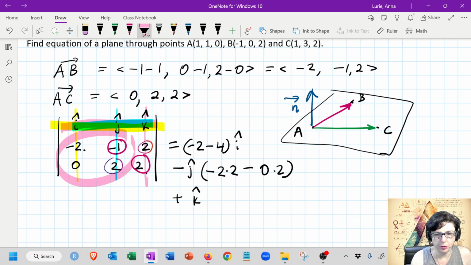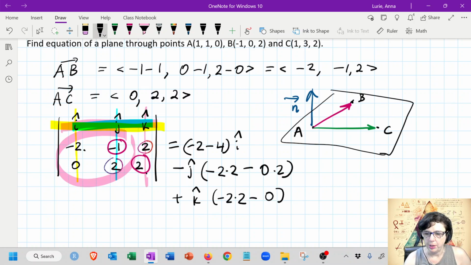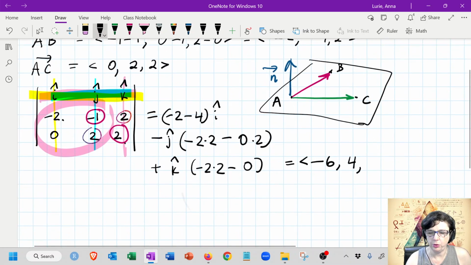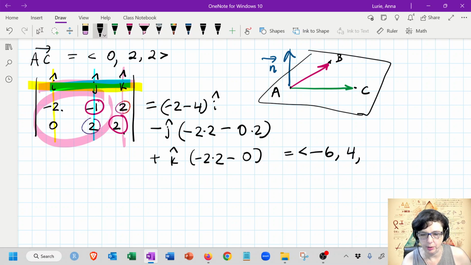So what's left is going to be that part, right? So that will be negative 2 times 2 and then subtract 0. Okay, so the final answer on the normal vector, that's going to be negative 6. That's the I component. Then this one will be negative 4, but then there is another negative, so that's a 4. I'm going to write it using components as opposed to IJK. It'll be easier for us.